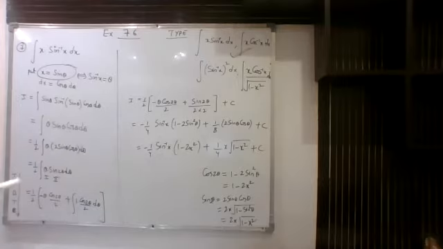Now, here you can apply integration by parts. You can see that we have a combination of algebraic and trigonometric. So this was that rule, ILATE. We have a combination of algebraic and trigonometric, so algebraic comes first, trigonometric comes second. So I had taken algebraic as number 1, trigonometric as number 2.